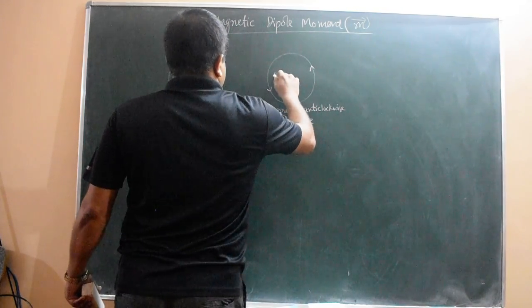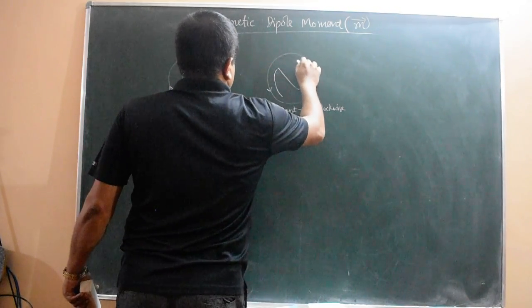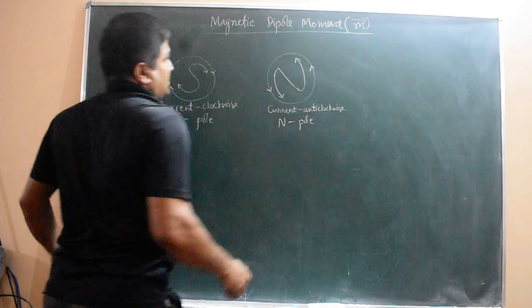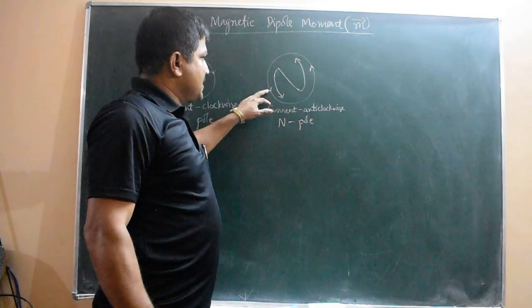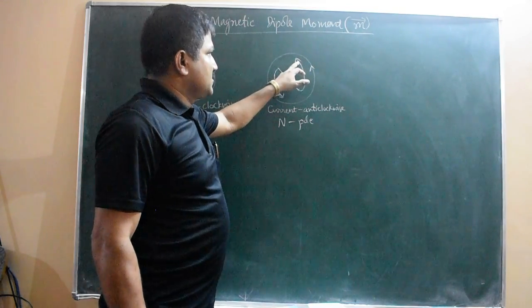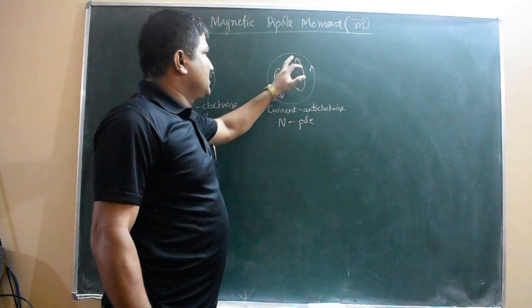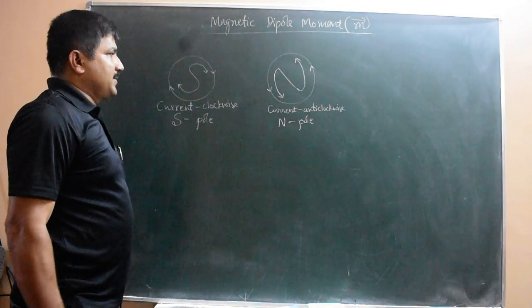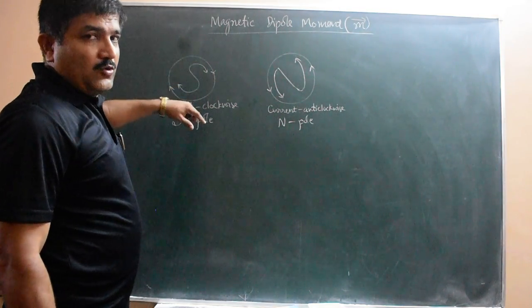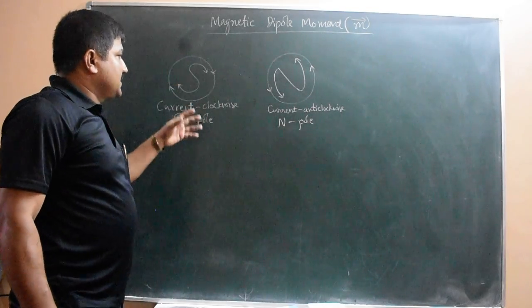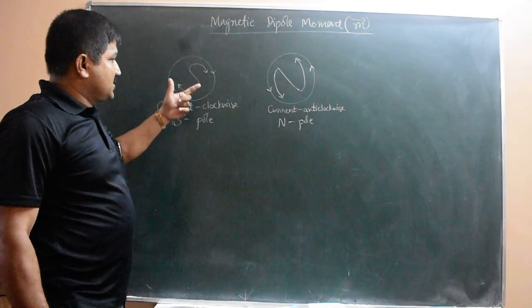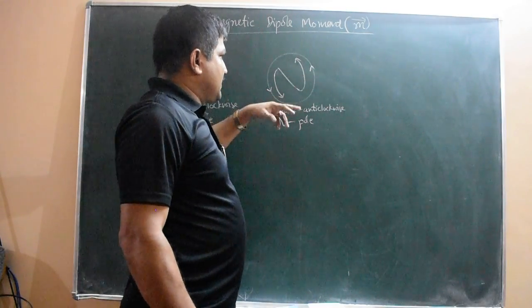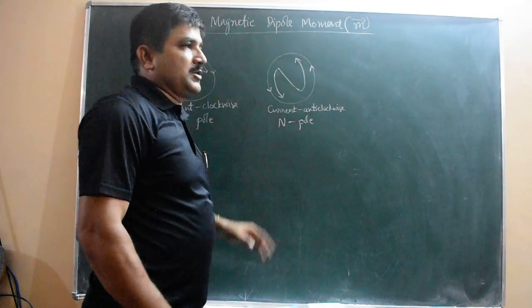So how can we remember this? Like this: the north end has an arrow mark going out at this end, and the south end has the letter S with the arrow mark going inside. This way we can easily remember it. If the current in a loop is clockwise, that face of the loop looks like a south pole for us, and if the current is anti-clockwise, that face of the loop behaves like a north pole.